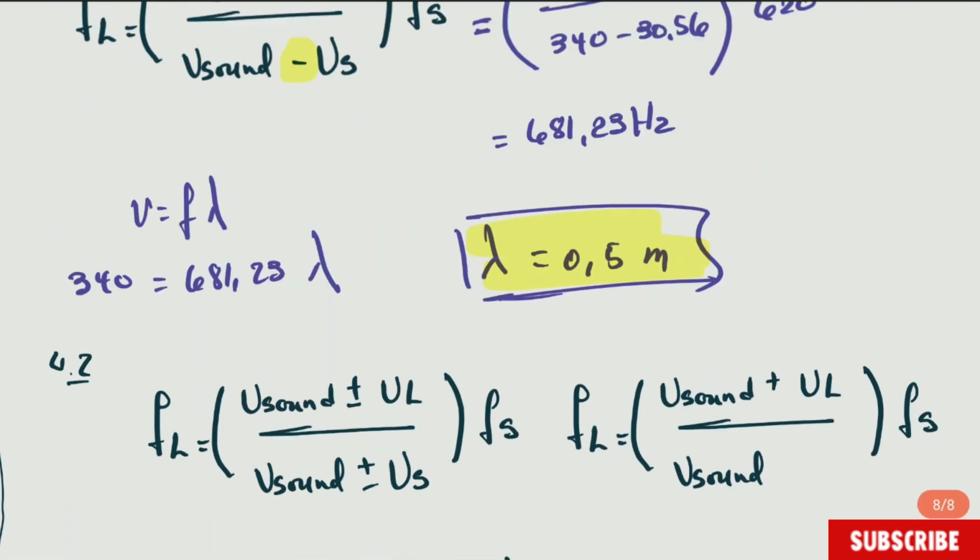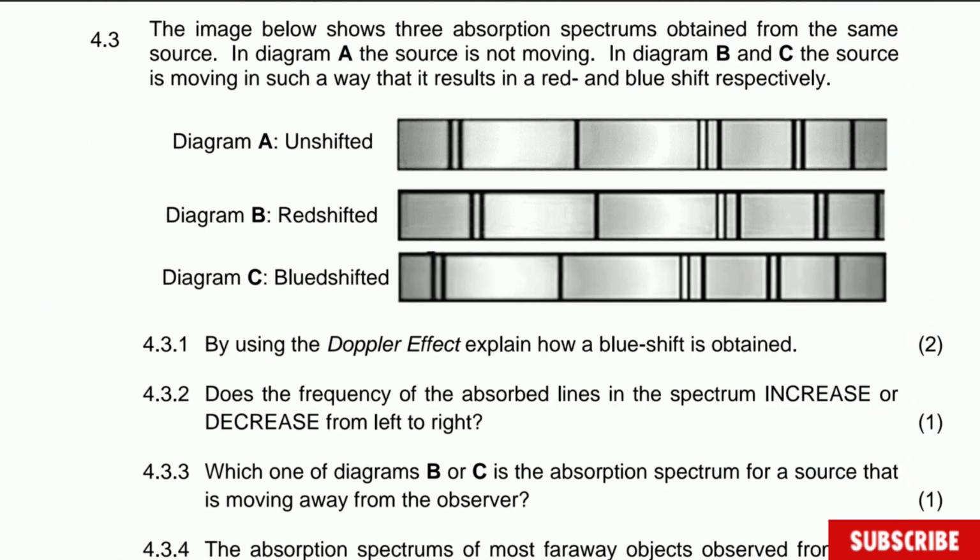Guys, we're almost done. We're going to finish now with the light we have here. The image below shows 3 absorption spectra observed from the same source. In diagram A, the source is not moving. In diagram B and C, the source is moving in such a way that the result is a red and blue shift respectively. So before we carry on, this is the red shifted. It means it's moving away. And the blue shifted is moving toward. That is important to know because it is shifted.